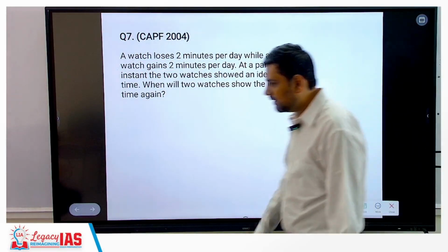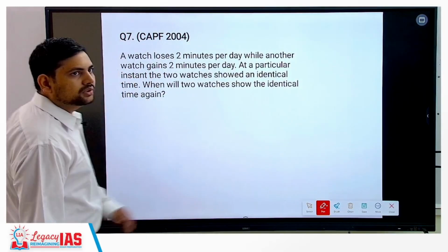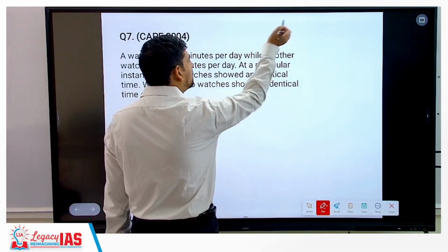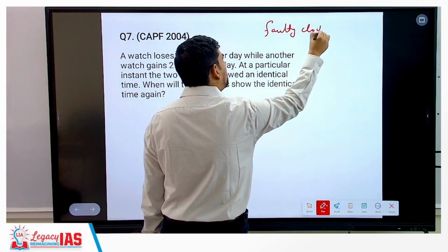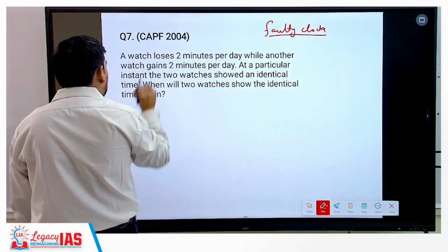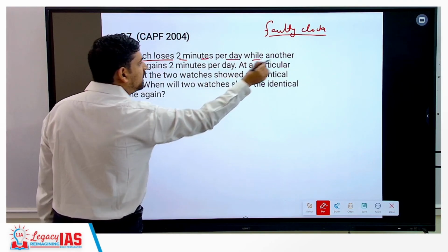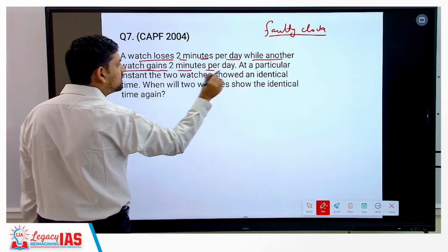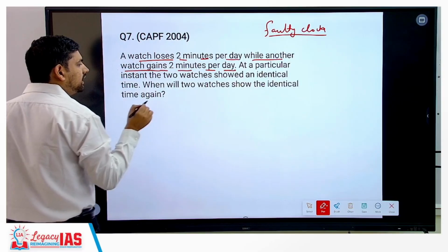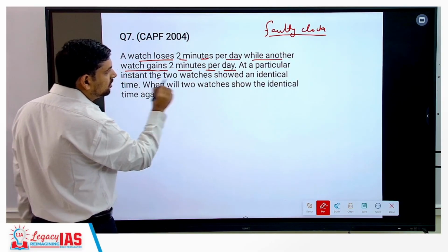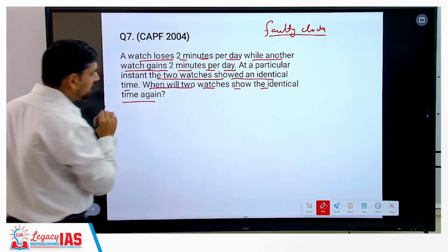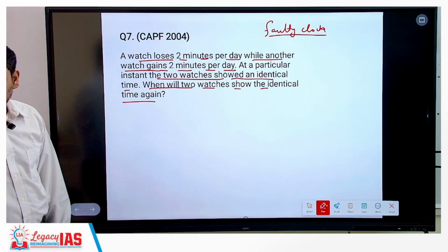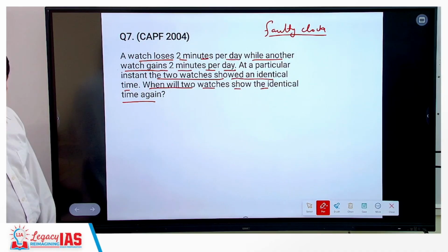So let's see this. This is about meeting of two clocks, same faulty clocks. Now see this. A watch loses 2 minutes per day while another watch gains 2 minutes per day. Then at a particular instant, the two watches showed an identical time. When will the two watches show the identical time again? This came in CAPF 2004.